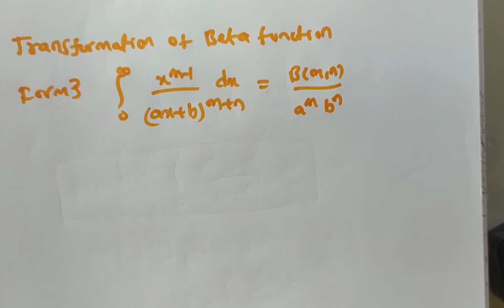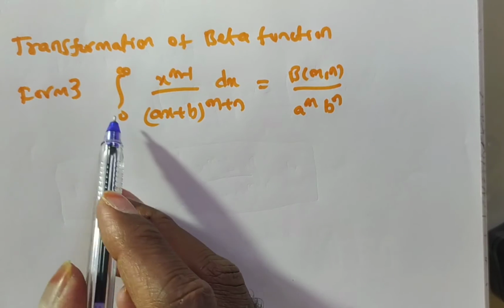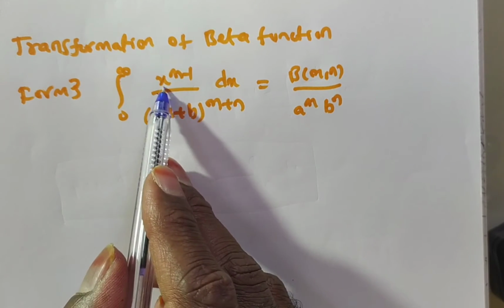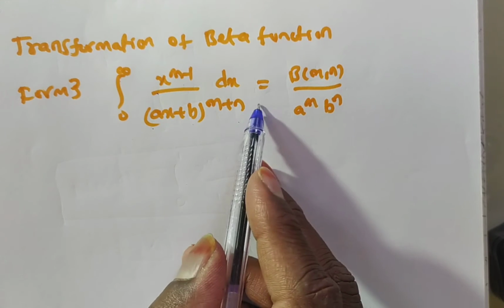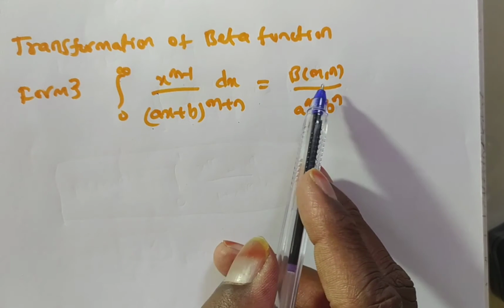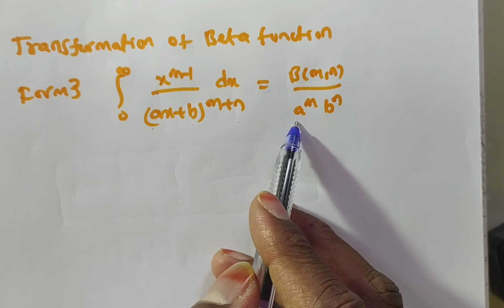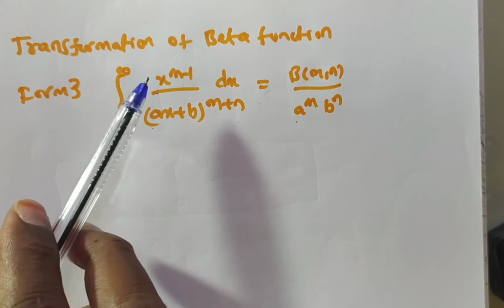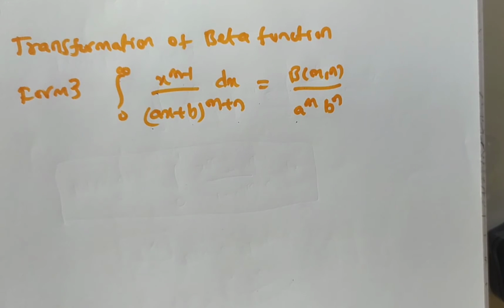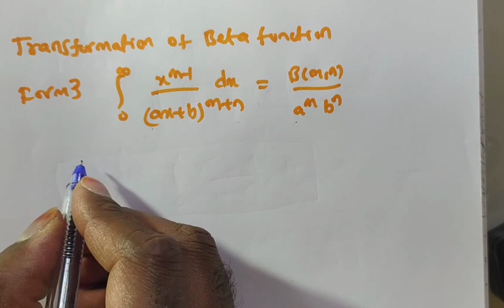So for the transformation of form 3, what we have to prove is: integral 0 to infinity x to the power of m minus 1 by (ax plus b) power m plus n is equal to beta of m comma n divided by a to the power of m into b to the power of m. So you have here numerator and denominator. So consider the form 3.